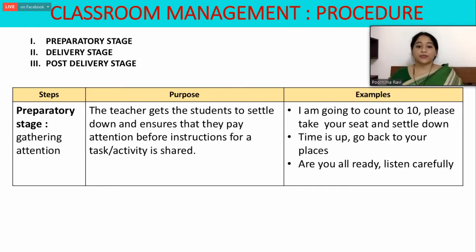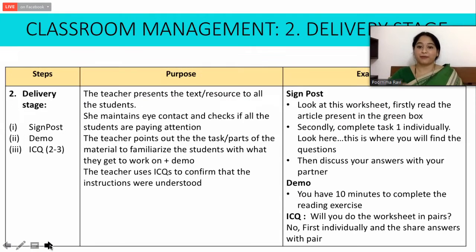The teacher gets the students to settle down and ensure that they pay attention before instructions for the task are shared. So I would say, I'm going to count to 10. Please take your seat and settle down. And then I'll start 10, 9, 8, 7, and then I go on to 1. By then, they have to ensure that they go back to their places or they've kept away their things. Another thing that I would do to instruct is, time is up, go back to your places. Or are all of you ready? Listen carefully. So these are spontaneous instructions that would be given in the preparatory stage.